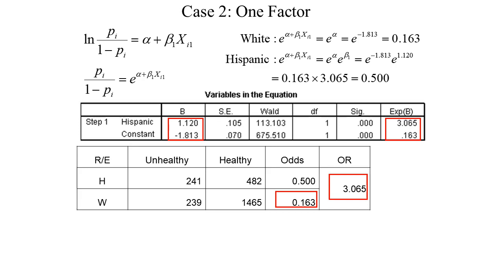Now, for Hispanics, the odds were 0.500. In this case, x1 equals 1, so we have e to the alpha times e to the beta 1. We already know e to the alpha, which was 0.163. So e to the beta 1 must be 0.5 divided by 0.163, which is 3.065. Note that this is the odds ratio between Hispanics and non-Hispanic whites. Finally, beta 1 is log of 3.065, which is 1.120. This example helps us to understand how relationships between variables determine values of parameters of the corresponding logistic equation model.